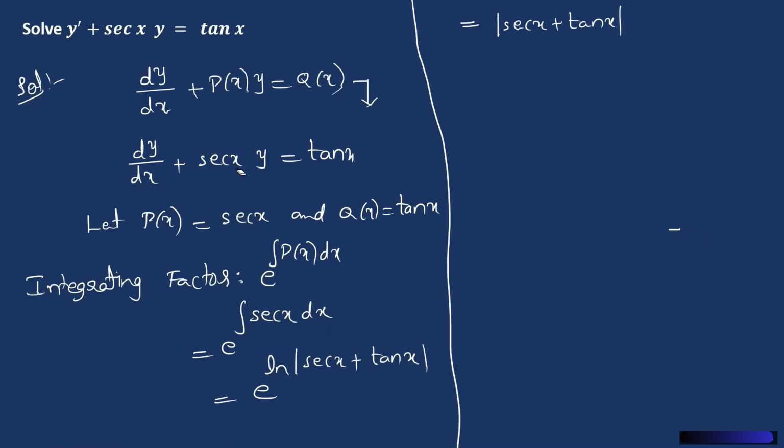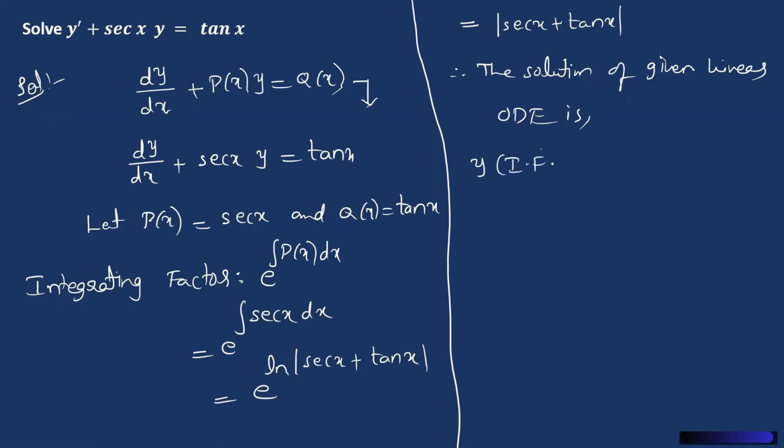Now see, after getting the integrating factor, we need to write the solution. Therefore, the solution of the given linear ordinary differential equation is, I'm writing it this way, y into integrating factor is equal to the integration of q of x multiplied by the integrating factor, and this product has to be integrated with respect to x, plus some integrating constant c.